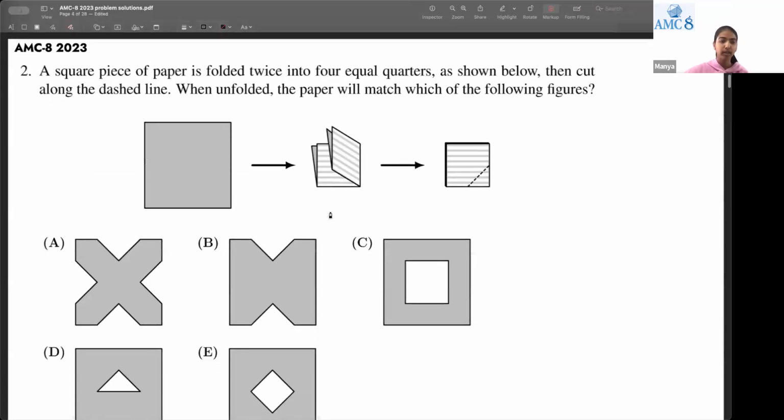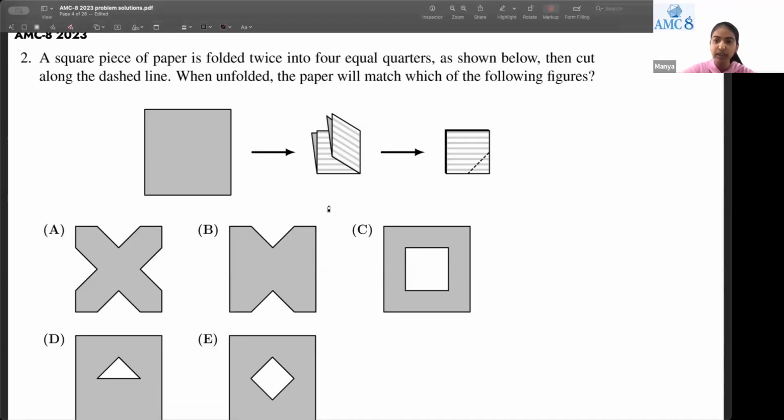Problem number 2. A square piece of paper is folded twice into 4 equal quarters as shown below. Then cut along the dashed line. When unfolded, the paper will match which of the following figures? So we can just try to visualize this, or I have a piece of paper to show this. So here, I'm going to fold this paper in half. And then fold this paper again in half to make 4 equal quarters.